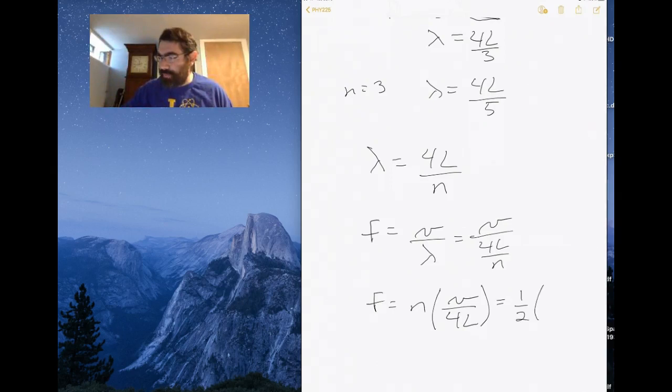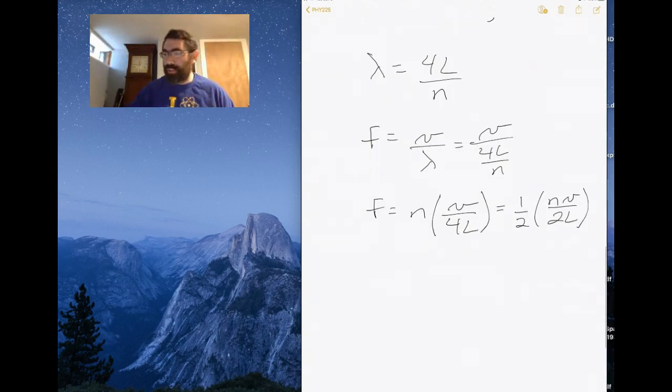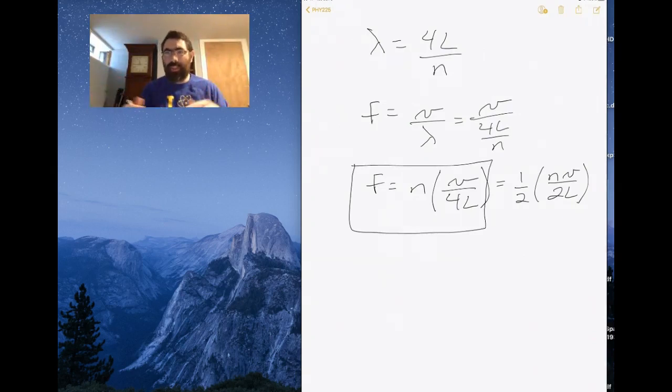We have 1/2 nv over 2L. It doesn't mean that there's any relationship between the 2-ended open pipe and the 1-ended open pipe, except for the fact that we need 1/2, because we need an extra half a wavelength for the pipe. So in the end, you get this formula to calculate what the frequency is going to be given a length of pipe, you would just need to know the speed in air.